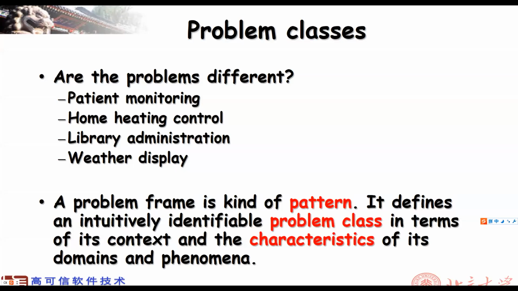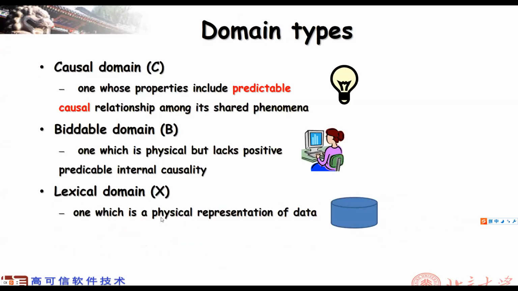Jackson proposed this thing called the problem frame, and it defines an intuitive identifiable problem class in terms of its context and the characteristics of its domains and phenomena. So the first question is, how can we characterize all these problem domains? First he classified all these domains. He gave three domain types.